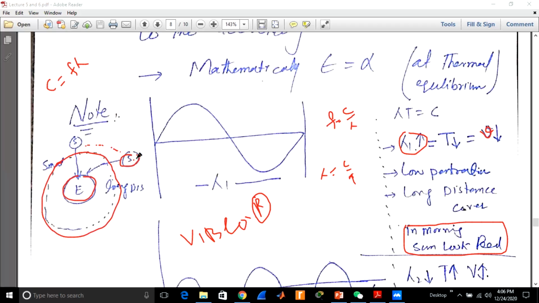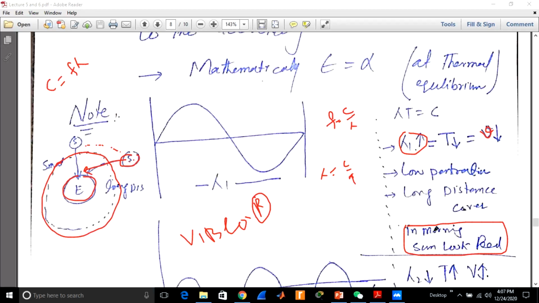So when the sun is here, the rays will come in this direction. They will enter this portion. And the distance between the sun and the earth is large, so the other radiation will not cover this distance.